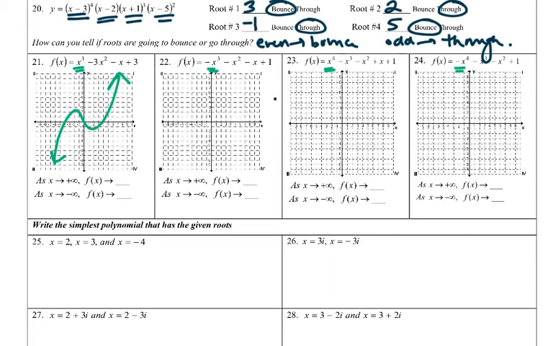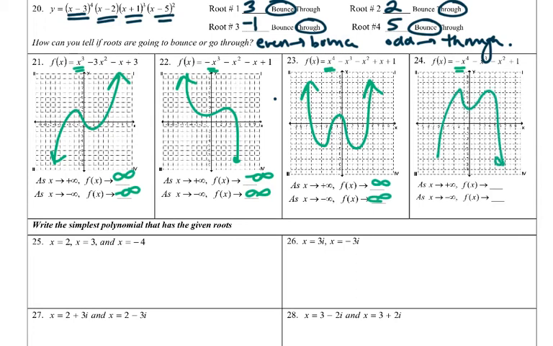Odd power, positive sign goes uphill. So this goes towards negative infinity and then infinity. Odd power, negative sign, down the hill. So this is infinity and then negative infinity. Even power, positive sign is some kind of smiling, right? It basically goes up and up. It's happy. And then even power, negative sign is some kind of W going upside down.